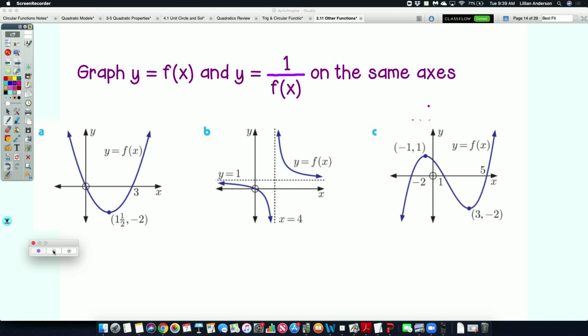Just check with this first one. I know some of you guys are still working. Let's check with this first one, though. Remember, wherever there's an x-intercept, what should you have on your reciprocal function? An asymptote. So I should have an asymptote here, and I should have an asymptote here. Do you guys have that?